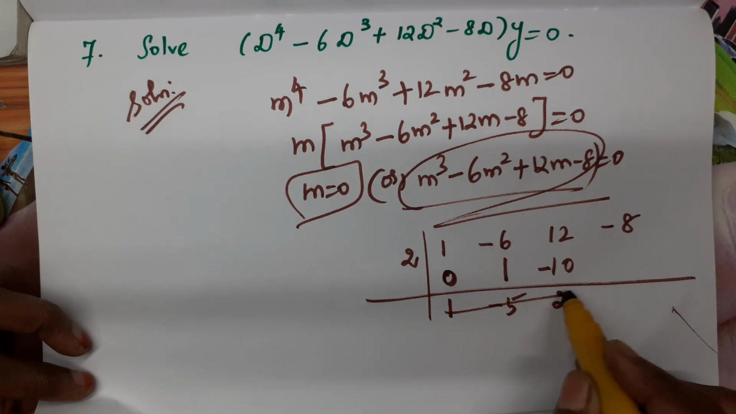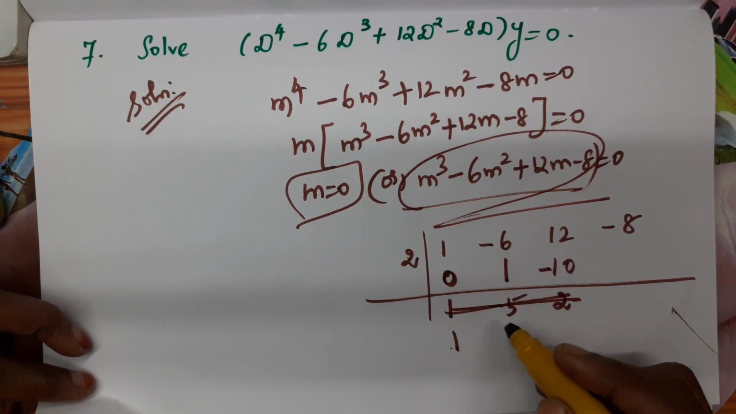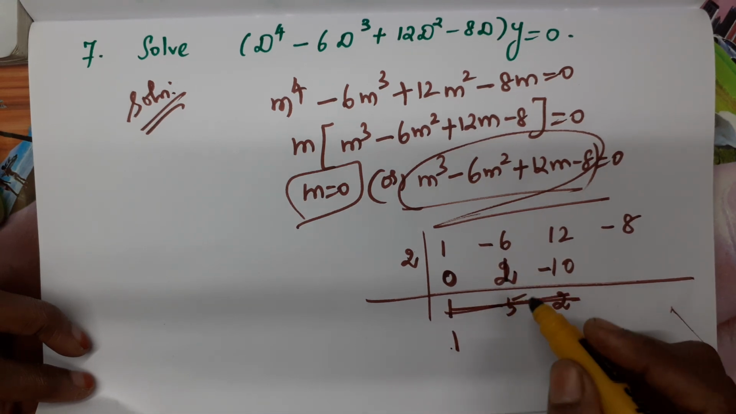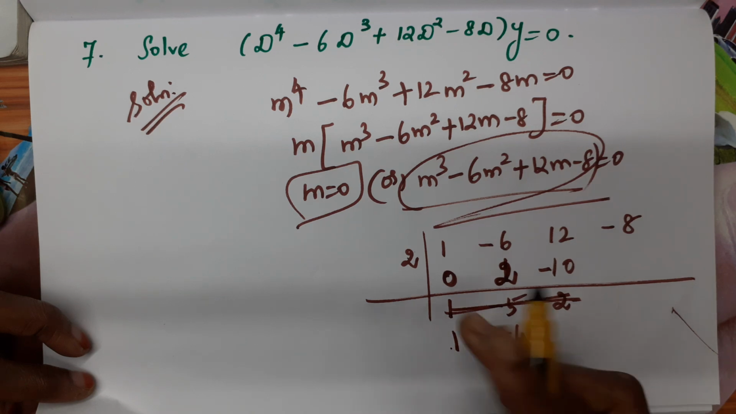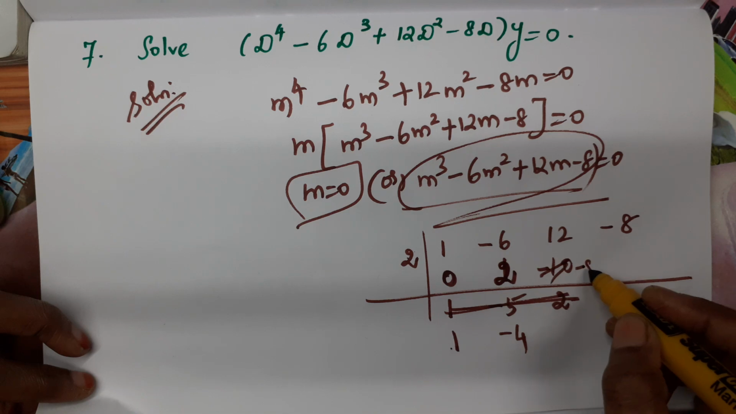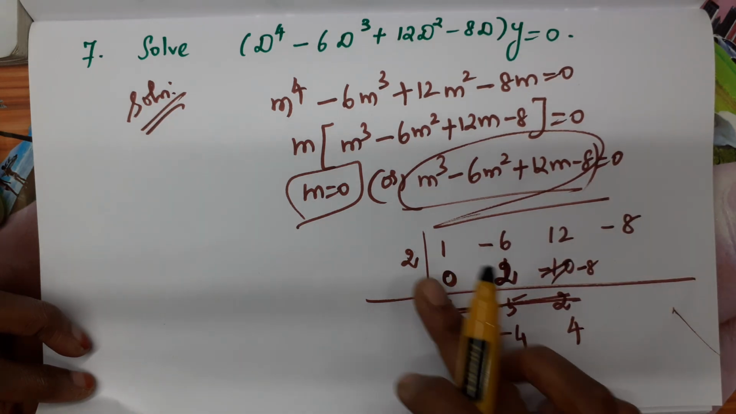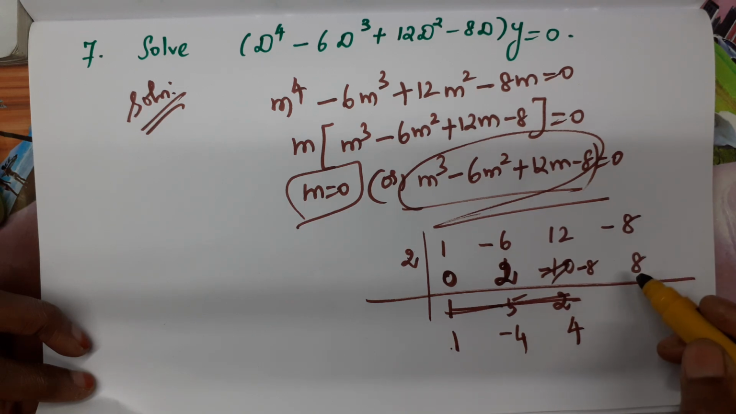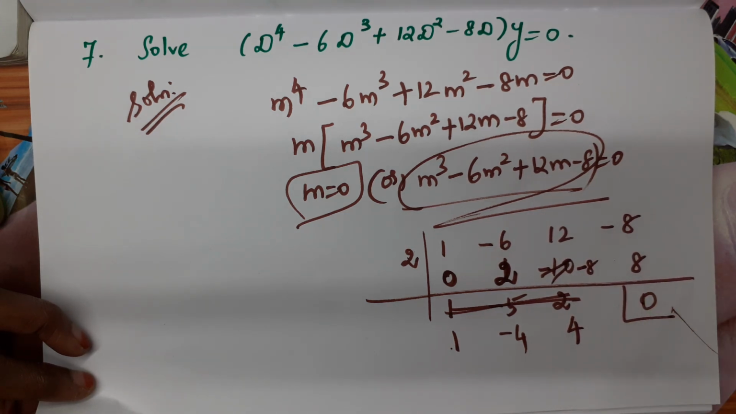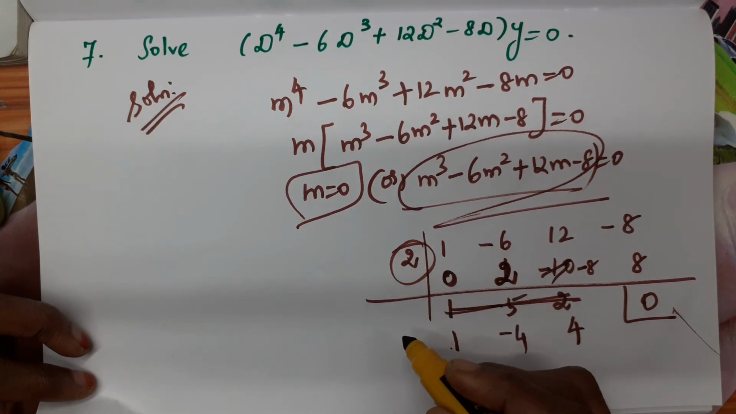I'm sorry, here I made a mistake. 1 into 2 is 2, so minus 6 plus 2 is minus 4. Then 2 into minus 4 is minus 8. Then 12 minus 8 is 4. 2 into 4 is plus 8. Minus 8 plus 8 will give the remainder 0. So I can say 2 is one root.